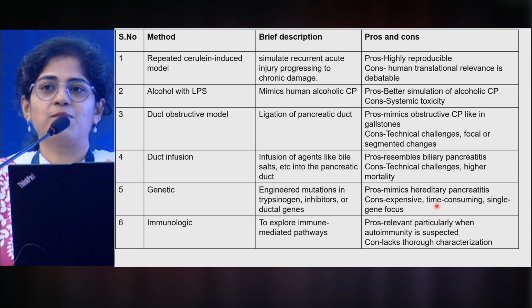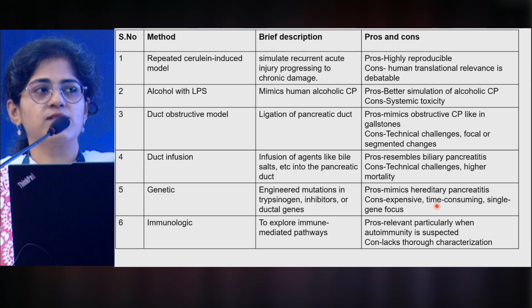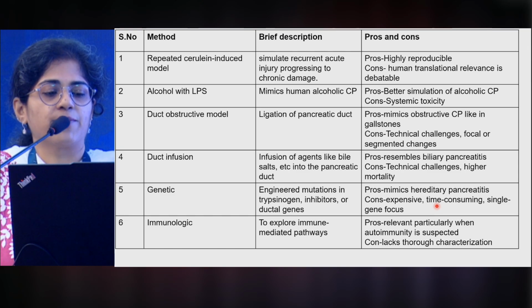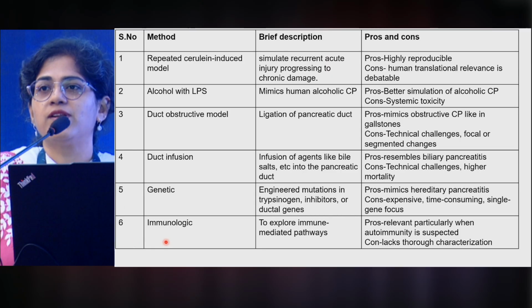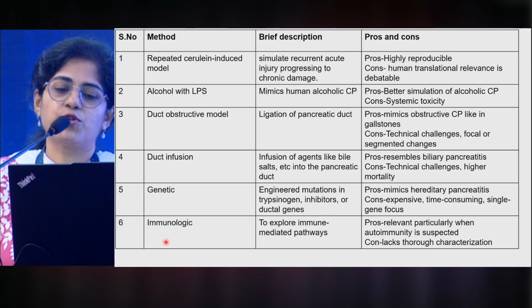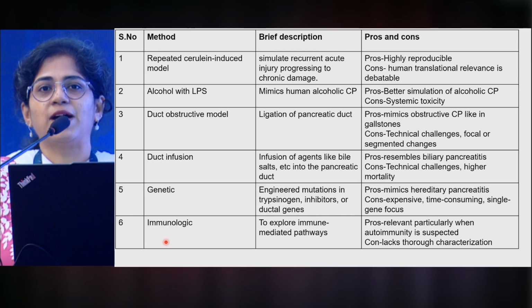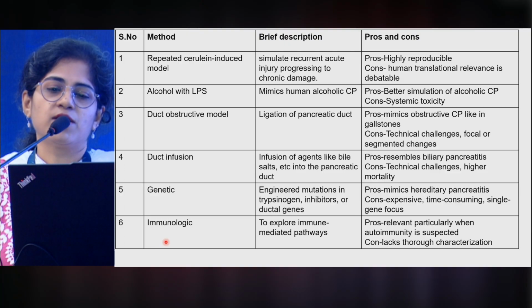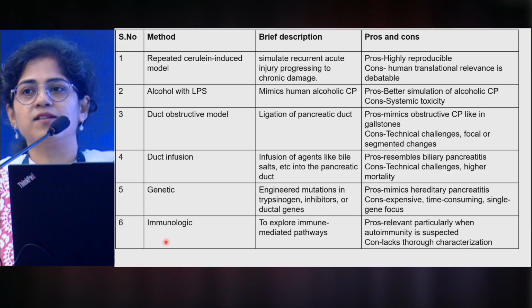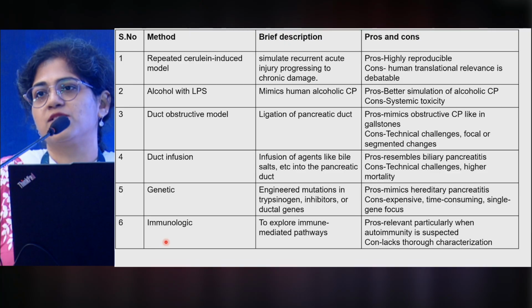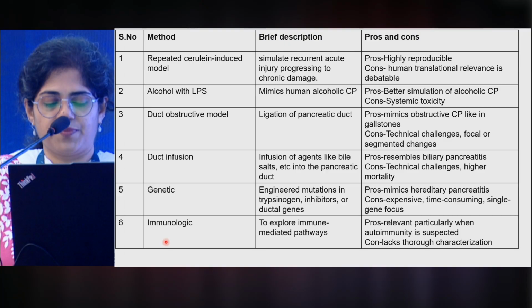However, when you establish a model, it will be a single gene focus, so that could be one drawback. Last is the immunologic model. If you are looking at autoimmune-initiated pancreatitis, this model can be used. However, I think it's still done in different labs and it's not fully, thoroughly characterized.